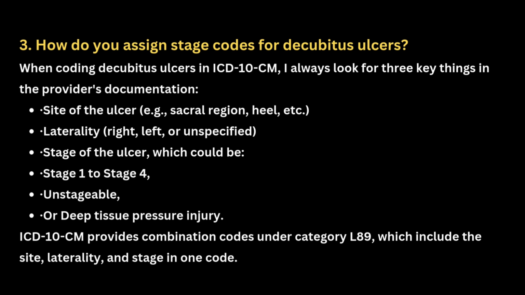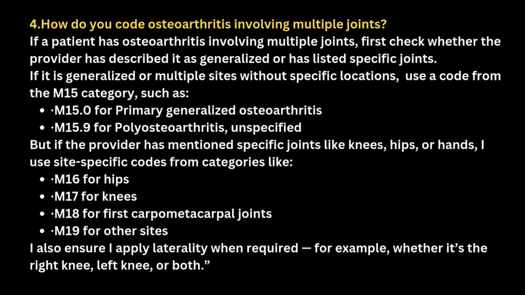Third question, how do you assign stage codes for decubitus ulcer? When coding decubitus ulcer, we should again look for three things in the documentation, that is site of the ulcer, laterality, stage of the ulcer. Stage of the ulcer, usually we have stage 1 to stage 4. Unstageable is there and deep tissue pressure injury is also there. Based on that, you should assign the 7th character.